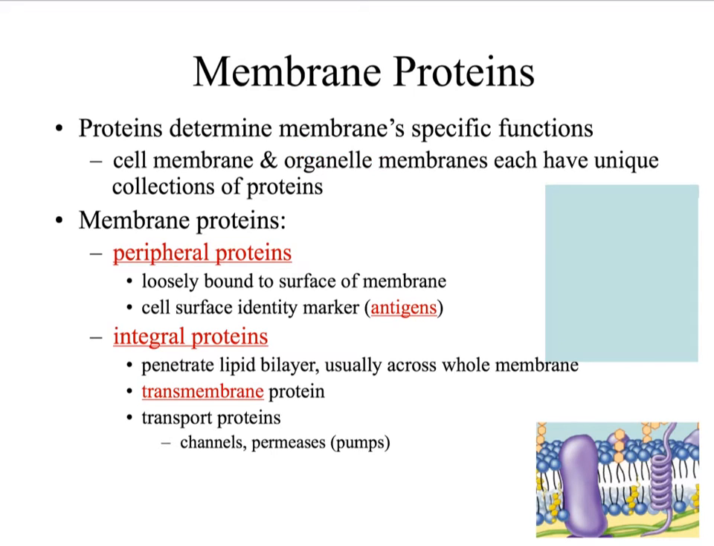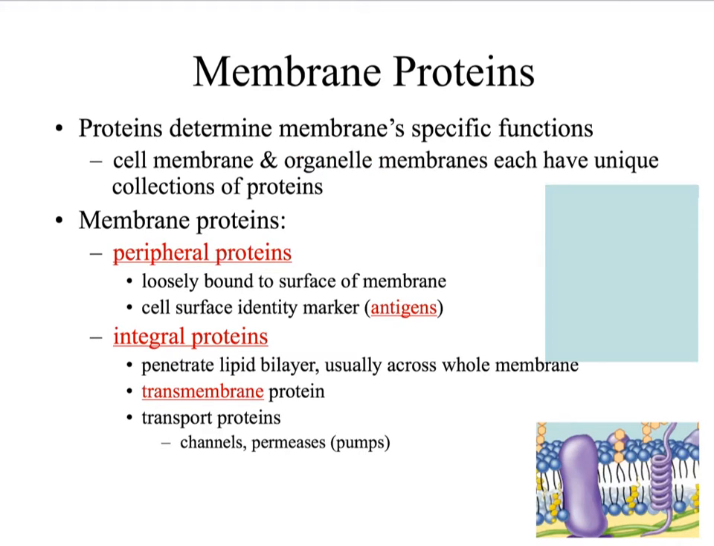So this is the slide that gives you the definitions of the protein, so you should write this information down. The proteins determine the membrane-specific functions, and so we've talked about how with all proteins, it's their shape that determines their function, and that's the same thing here. The cell membrane and organelle membranes each have a unique collection of proteins, so no two cells are going to be the same. If they're making up the same tissue, then they're going to have similar proteins, but their sequencing of proteins is going to be different.